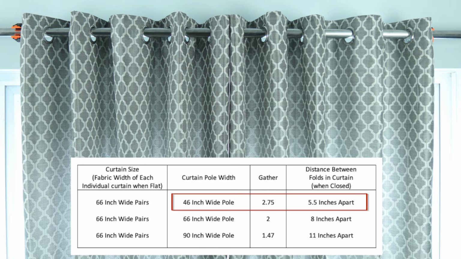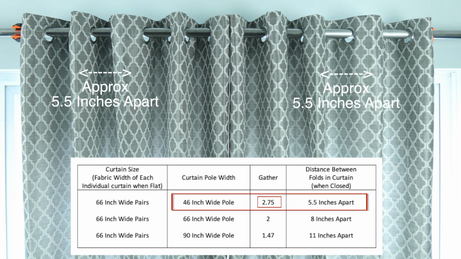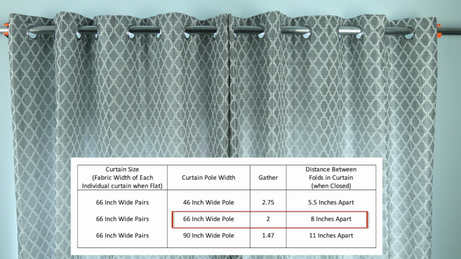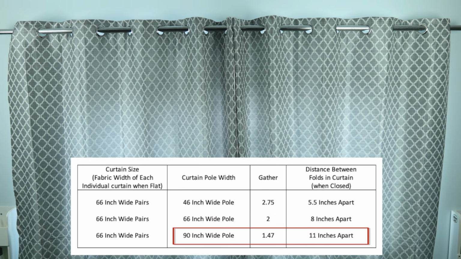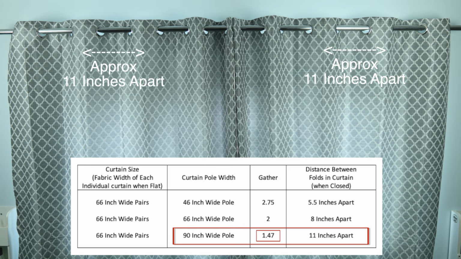Right, okay, so you can clearly see the amount of gather when the curtains are closed. Here's the example of some 66 inch wide pairs, so we can see what we're talking about. If you look at it on a 46 inch wide pole, you've got 2.75 gather, and the fabric's quite close together, and you have approximately 5.5 inches between the folds. If you go to the 66 inch wide pole, which is the double gather that tends to be most popular, the folds at the front are going to be 8 inches apart. The widest you can have is a 90 inch wide pole. The gather here is 1.47. This is right on the edge. You can't go any less than this, otherwise the curtains won't close. Here you can see the folds are 11 inches apart, and that's the maximum you could go.